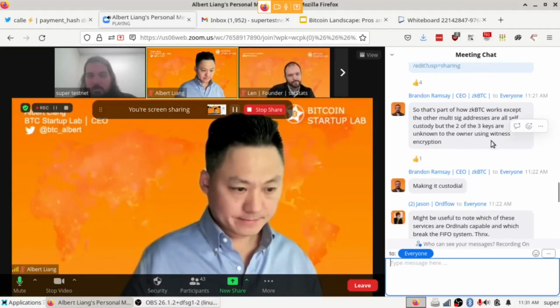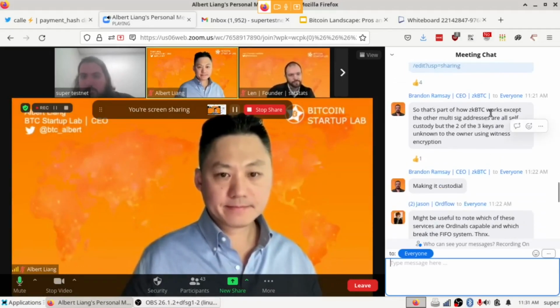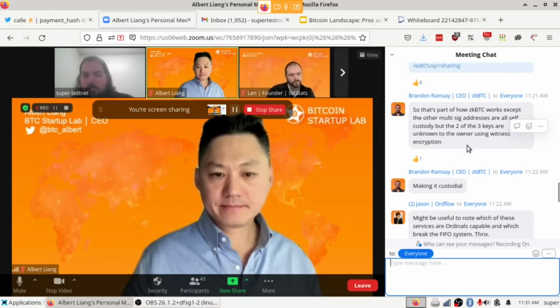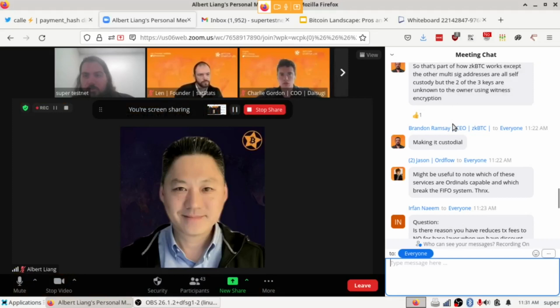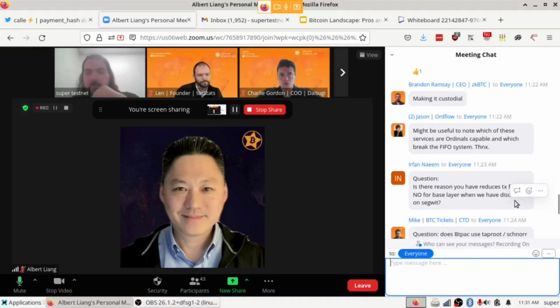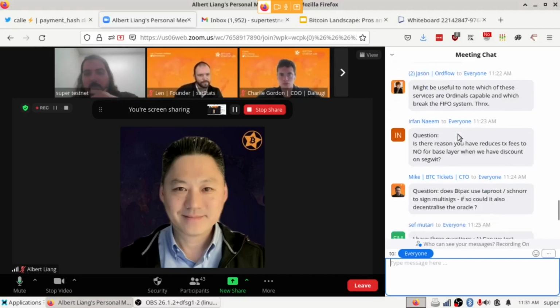Okay, cool. So the gentleman says the other part of how zero-knowledge Bitcoin works, the multi-sig addresses are all self-custody, but the 2 of 3 keys are unknown to the owner using witness encryption. That's a cool comment, but it doesn't sound like a question. So cool. Glad you're informing us about this. I've never heard of ZKBTC, so I'd love to learn more. If you want to share a link on that, that'd be great.